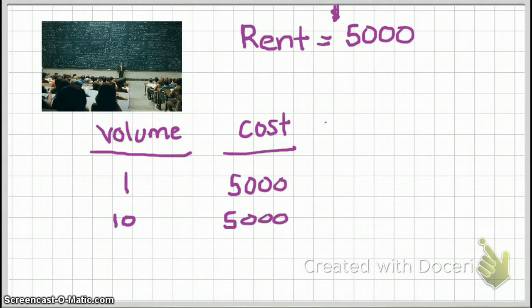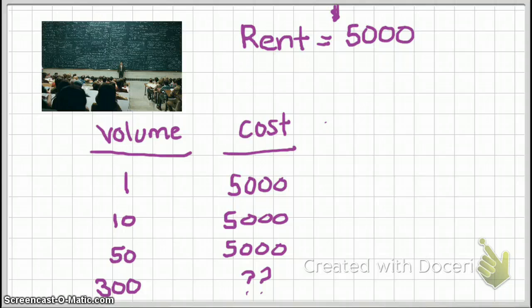What if you have 10 students? 10 students, you will still have to pay $5,000. Whether you have one student or 10 students, it doesn't matter. Your rent is still going to be $5,000. What if you have 50 students? Again, $5,000. However, what if you have 300 students? Is it still going to be $5,000?